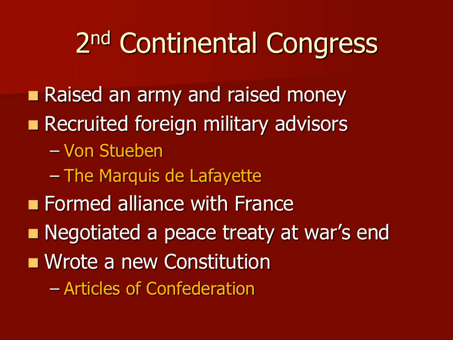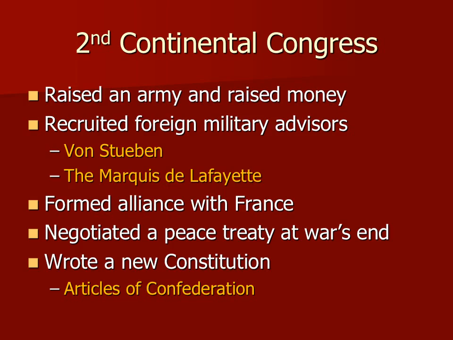Now, if you don't know what a bond is, a government bond is essentially an IOU in which the Second Continental Congress would give an individual a bond in exchange for money, and after a certain amount of time, that individual can cash that bond in and get all their money back plus interest. And this is the way the Second Continental Congress raised money for the war effort.